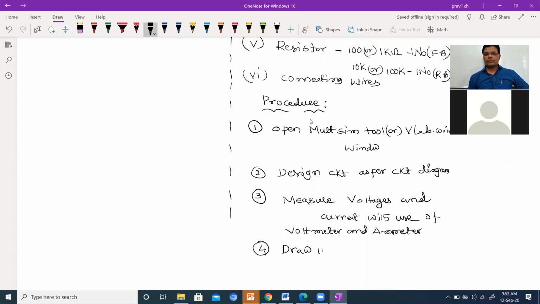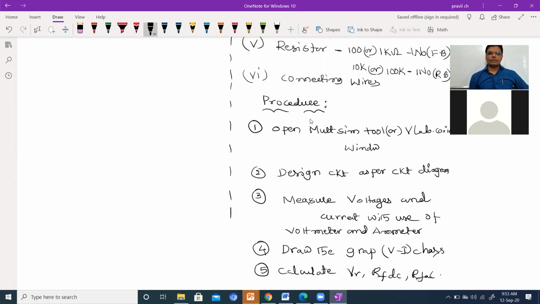Draw the graph, VI characteristics. And the fifth one, calculate V gamma, the cut-in voltage, RF DC, RF AC. This is the procedure.